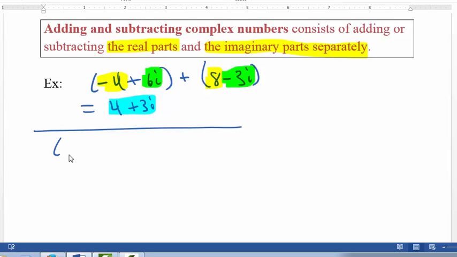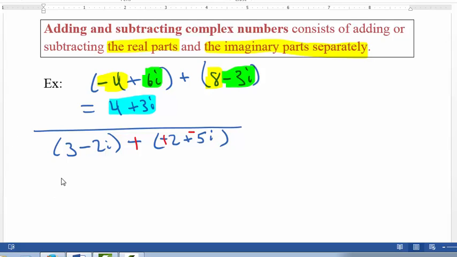Now, as with polynomial subtraction and pretty much any kind of subtraction, when you're subtracting, what you do is you think of subtracting as addition of the opposite. So I was subtracting -2 plus 5i, which is really adding 2 minus 5i.